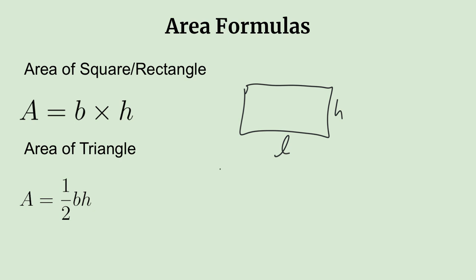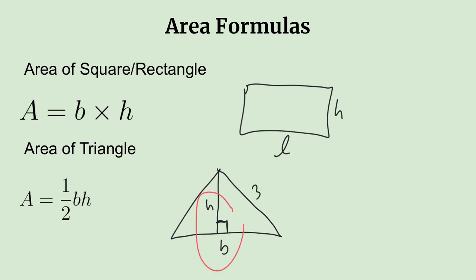For a triangle, the main thing that matters here is the height is always perpendicular to the base. Always, always, always. So don't get confused. Sometimes they'll try and throw you a number over here or something. That does not help us find the area of the triangle. It's always centered around that right angle. The height is perpendicular, is a right angle to the base.